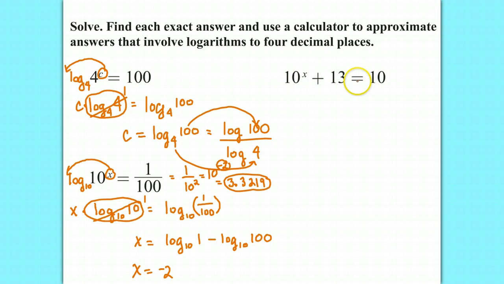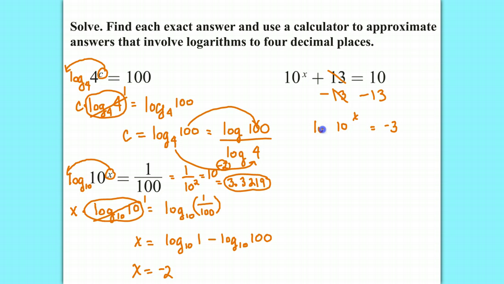Okay, let's try this one. This one is more complicated. The last 2 problems you just had a single term on the left. Over here we have two terms on the left. So the first thing that you want to do is you want to get the term with the exponent by itself. So I want to take 13 away from both sides, and I would get 10 raised to the x power equals negative 3.